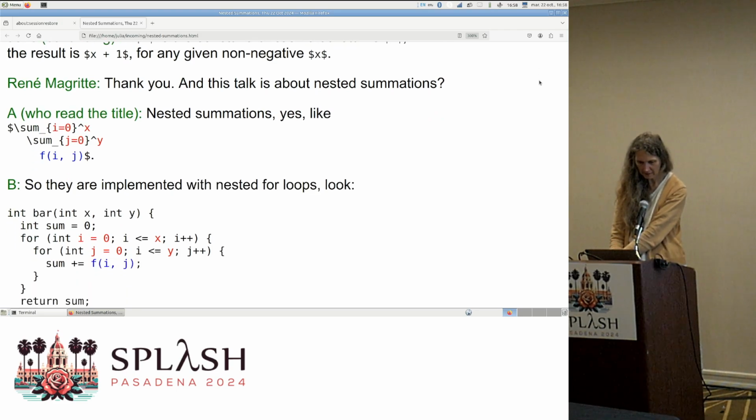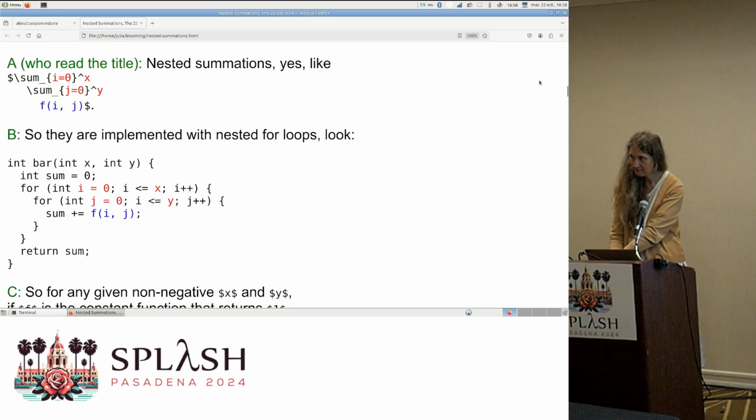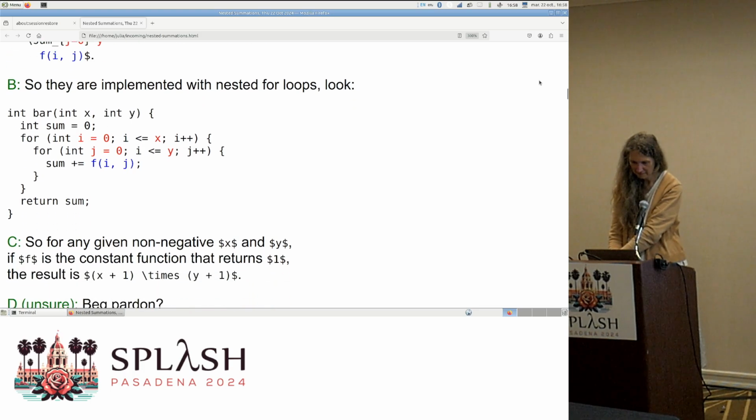Nested summations, yes, like the sum from i equals 0 to x, sum from j equals 0 to y, of f of i, j. So they are implemented with nested for loops? No.